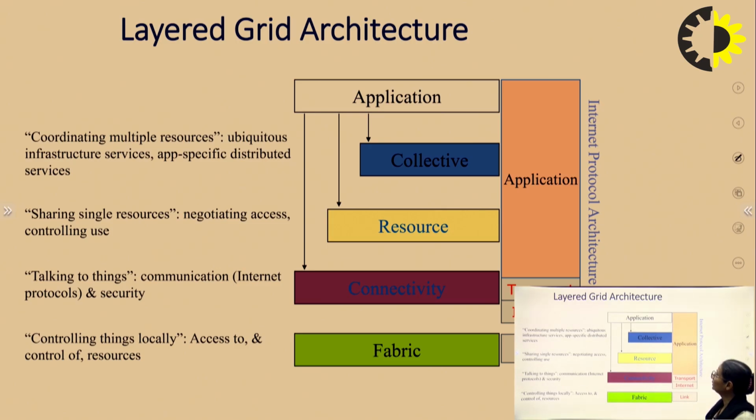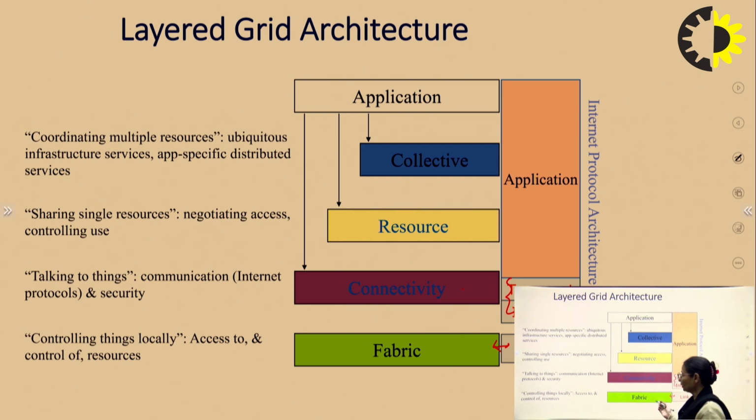This is the layered grid architecture corresponding to the internet protocol architecture. So here we have a link layer, then the transport and internet layer, and the application layer. Corresponding to these layers in the grid, equivalent to the link layer, we have the fabric layer. For transport and internet, we have the connectivity layer, and the application layer is divided into resource, collective, and on the top we have the application layer.